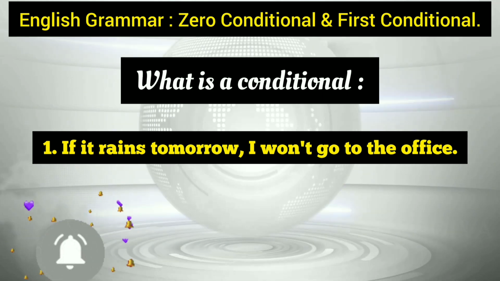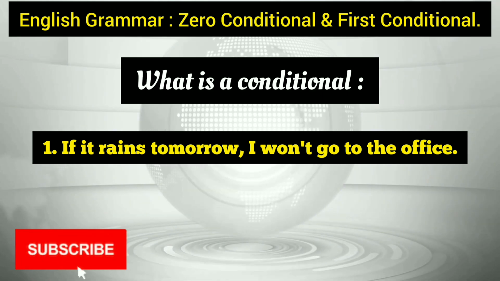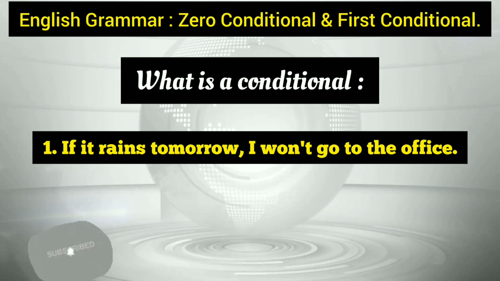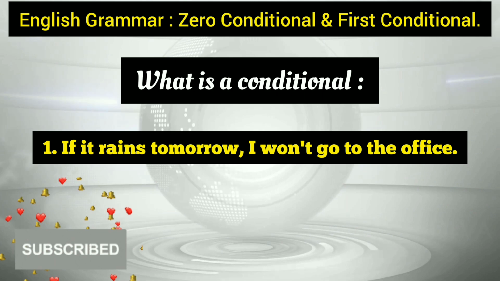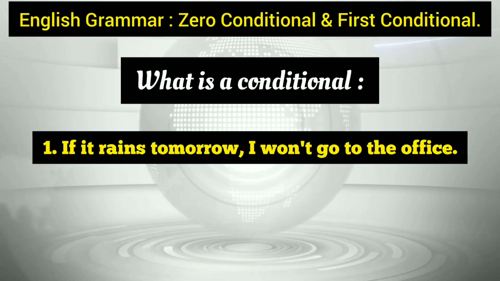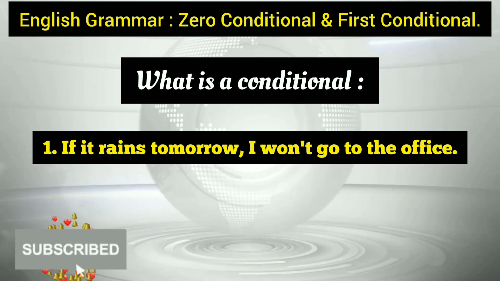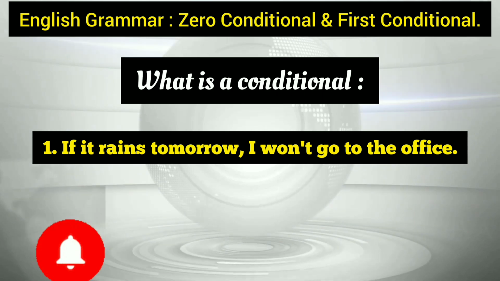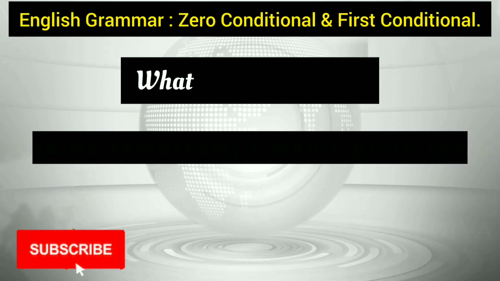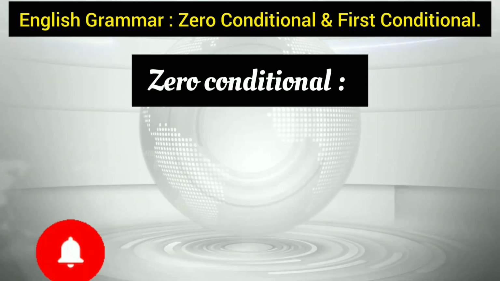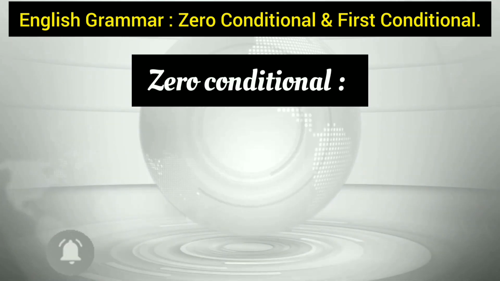The condition is there using the if clause. I am giving the condition, if it rains tomorrow, and the result is I won't go to the office. So we use conditionals to describe the result of a certain condition which is given or discussed. I'm quite sure it's crystal clear. So first we are going to discuss zero conditional. As you see on your screen, zero conditional. Let me tell you what exactly it is.